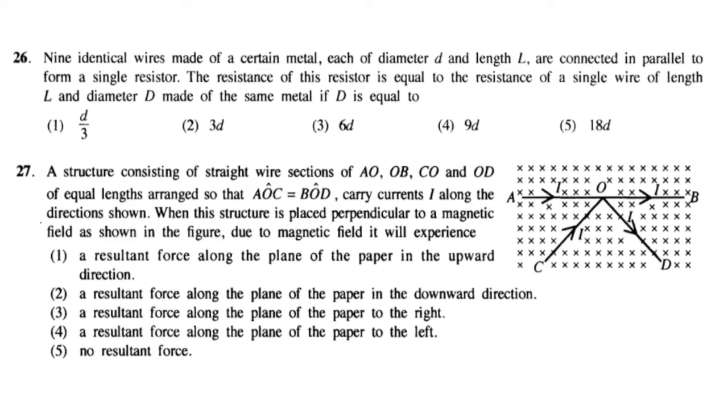So we can find it by pi r squared. Here the diameter is given, so you can find r. r is the diameter divided by 2. So using the equation pi r squared for both wires, you can find capital D. It is equal to 3 small d. The answer is 2.